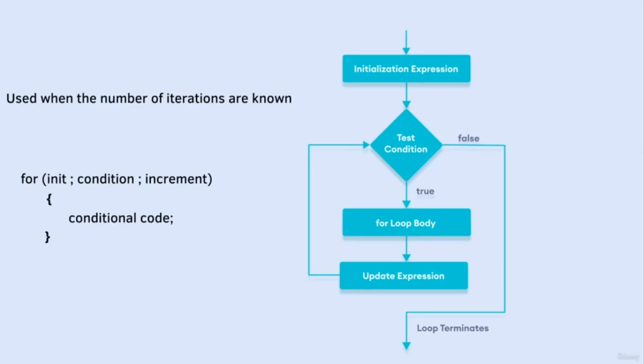Increment means after executing the complete body, it will again go to this particular section where the increment will take place. Now after the increment, again before entering into the body, it will check the condition. This will keep on executing unless and until the condition is true, and as soon as it is false, the loop will get terminated. Alright, so let's execute this particular loop practically.